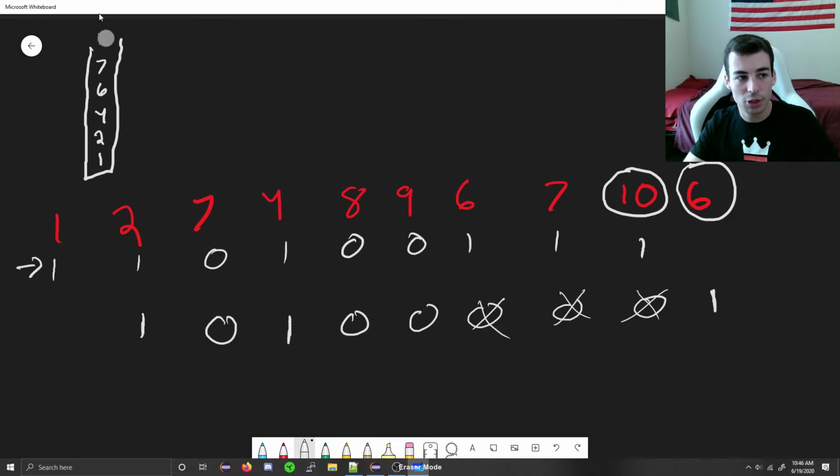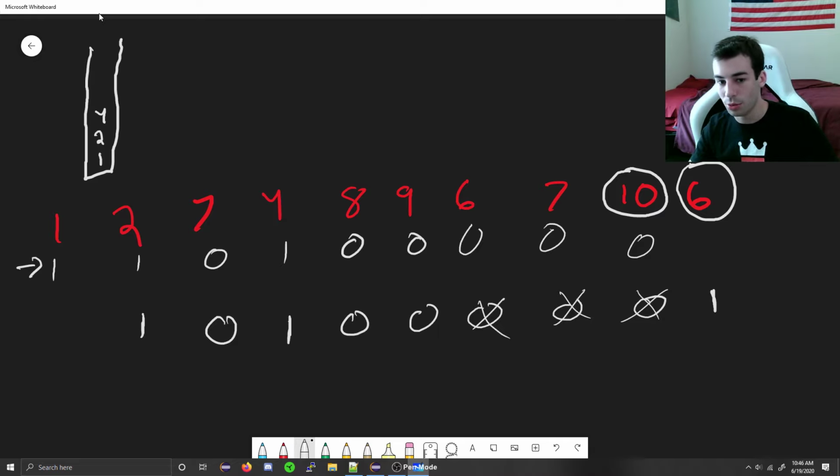So we can pop things off the stack, and each time we pop something off the stack, we can replace its 1 bit with a 0 bit. So we can delete that, replace it with a 0, replace this with a 0, and replace this with a 0. Then after we do that, we can add 6 to the stack and put a 1 bit here.